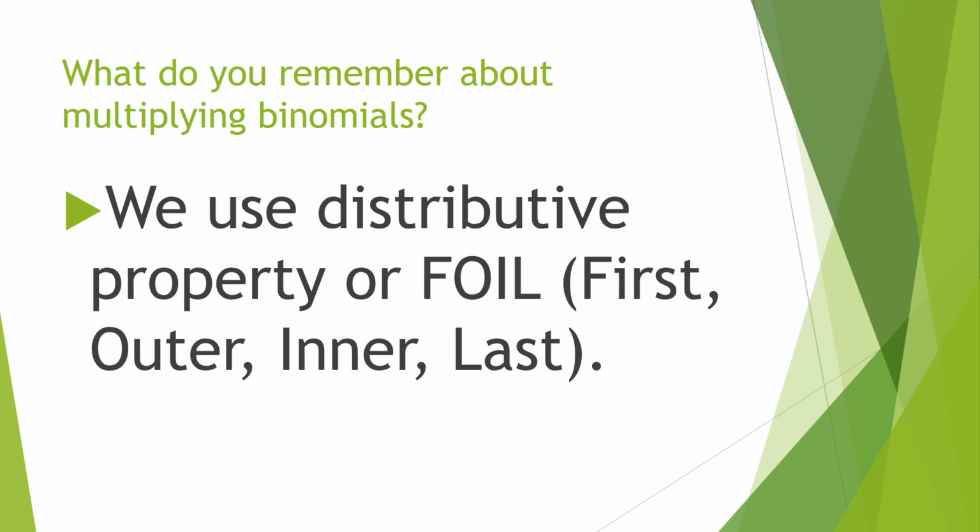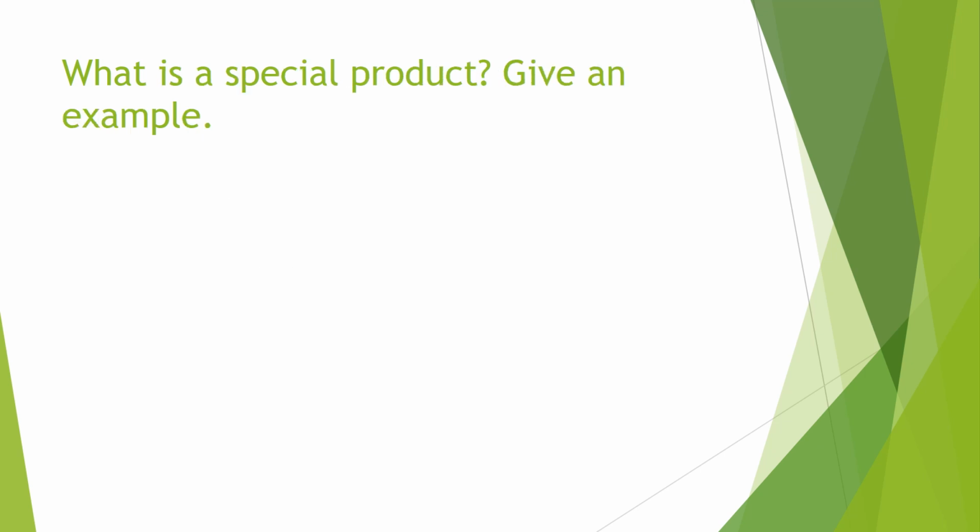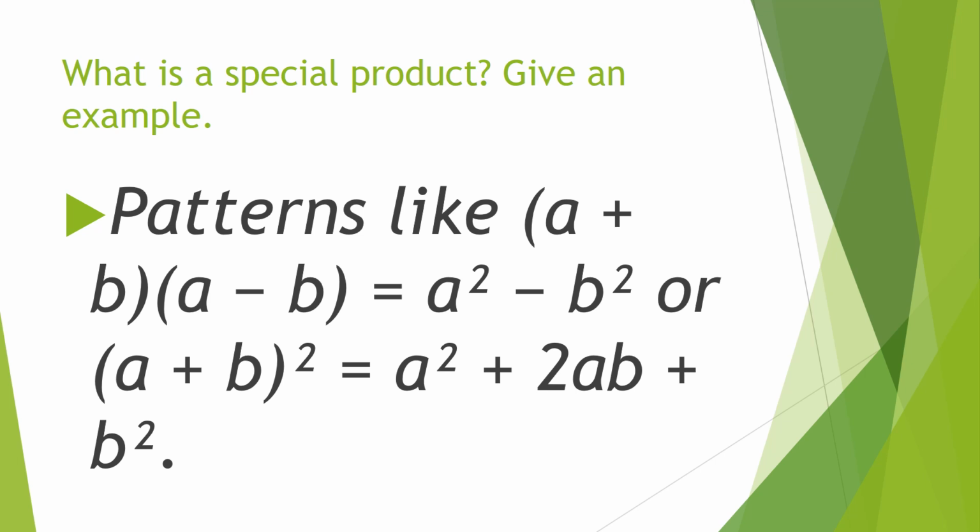What do you remember about multiplying binomials? We use the distributive property or FOIL method. When I say FOIL method, F stands for first, O stands for outer, I for inner, and L for last. What is a special product? Give an example. Patterns like a plus b times a minus b, which is equivalent to a squared minus b squared, or a plus b squared is equal to a squared plus 2ab plus b squared.